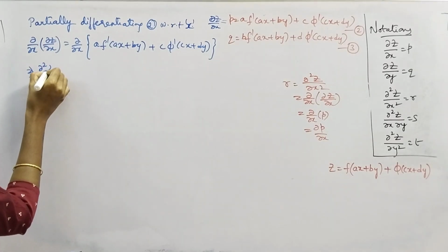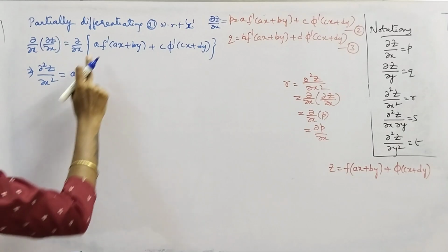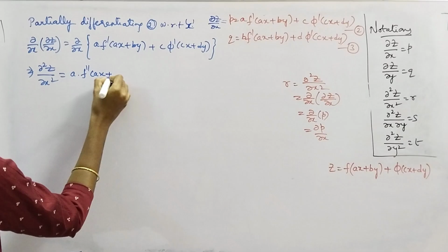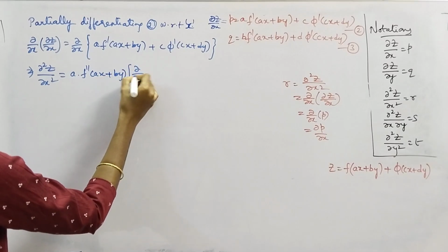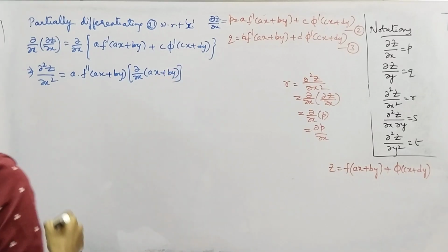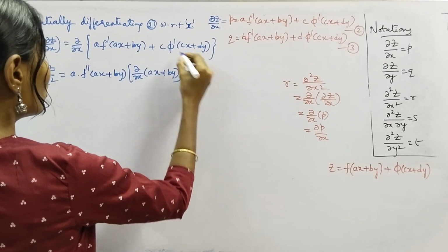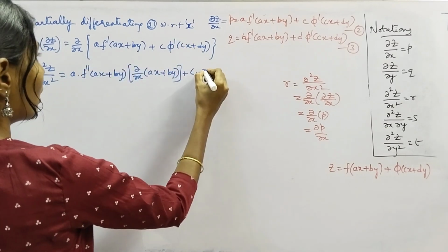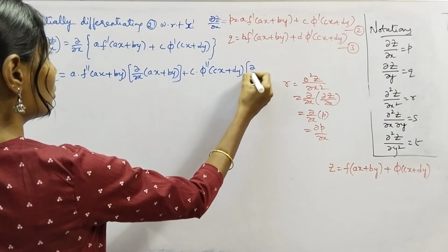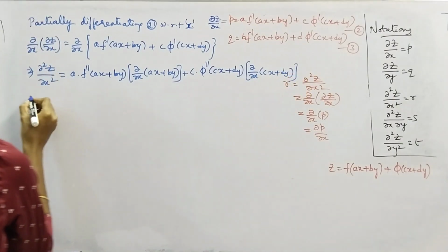This gives us ∂²z/∂x² equal to a into the partial derivative of f' of (ax+by), which is f'' of (ax+by) into the inner derivative ∂/∂x of (ax+by). See, here we are partially differentiating with respect to x, so we'll treat y as constant, plus c into the partial derivative of φ' with respect to x, which is φ'' of (cx+dy) into the inner derivative ∂/∂x of (cx+dy), right?